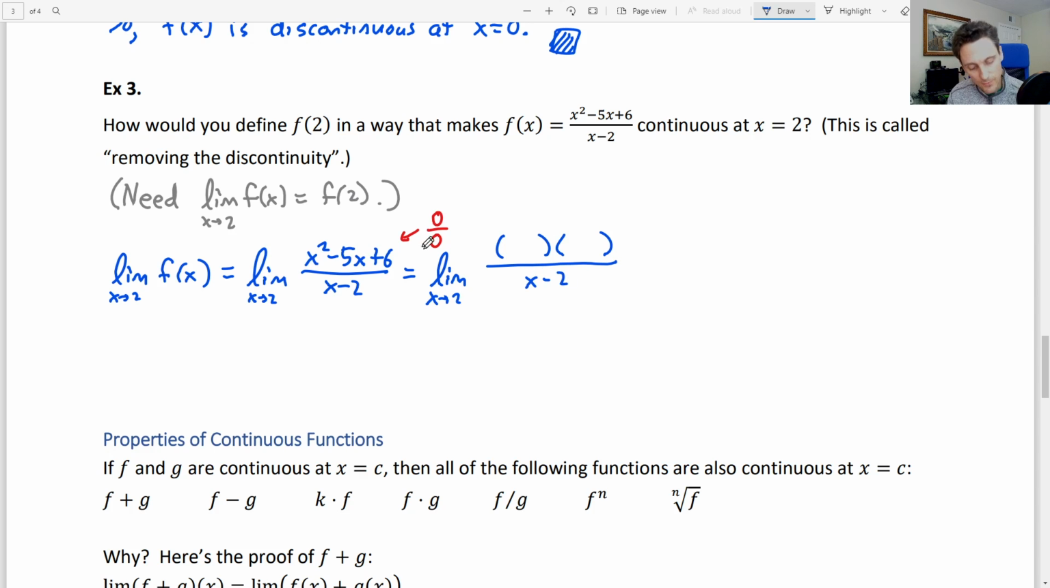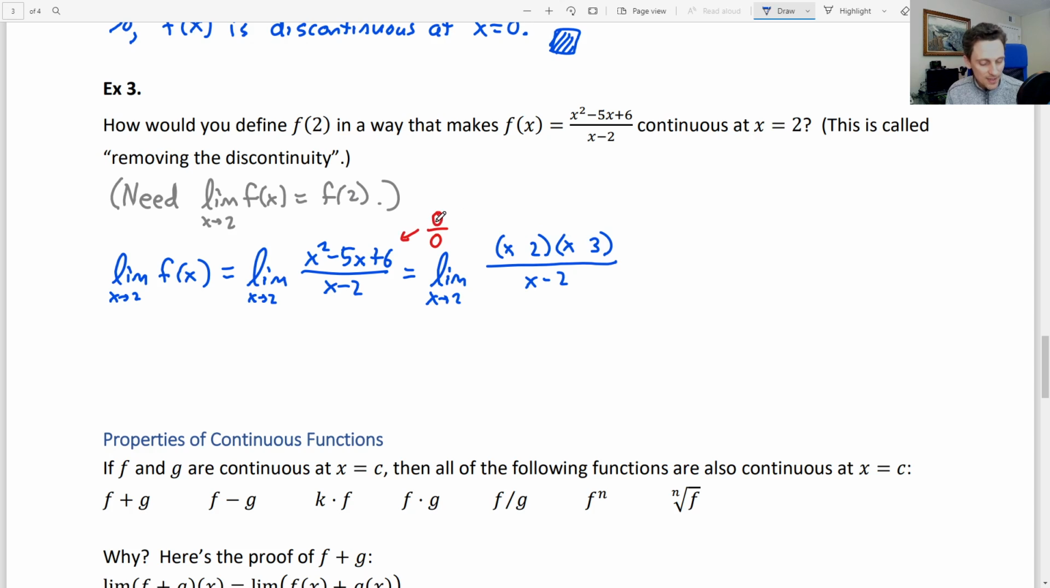Actually, I think this was the only one that we learned for 0 over 0 cases. I guess we did multiply by the conjugate when we had a radical. But that one, technically, we also saw we could factor as well. So we did learn a couple of techniques. One of them, though, is factoring. So we're going to factor the top.